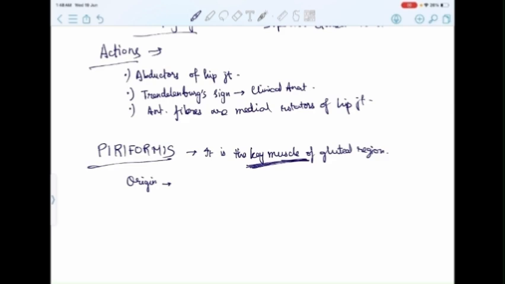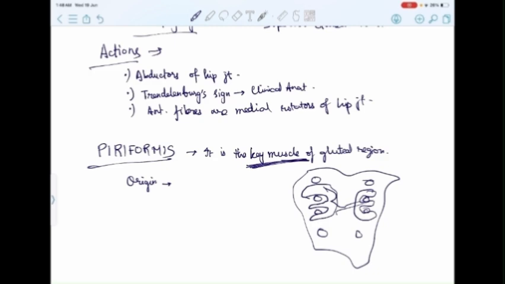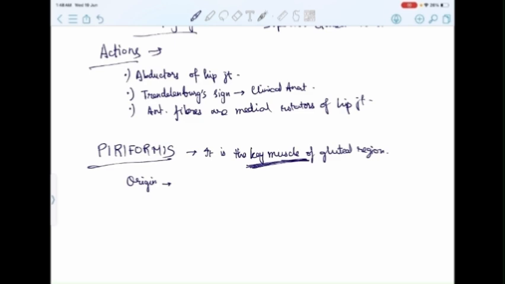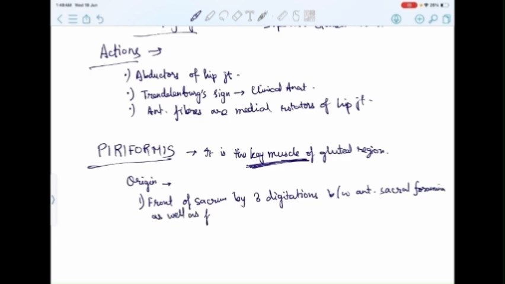The origin in this case is huge, a wonderful origin of the muscle. It actually arises looking like an E shape, from two sides. It originates in the sacrum. Here are the sacral openings. You write about that and you'll understand. Front of sacrum, by 3 digitations, between the anterior sacral foramina, as well as from the area of bone lateral to the foramina.